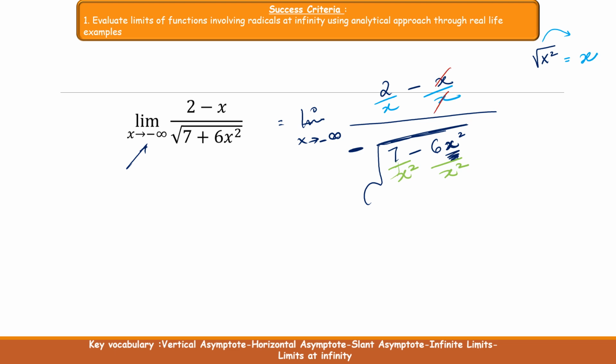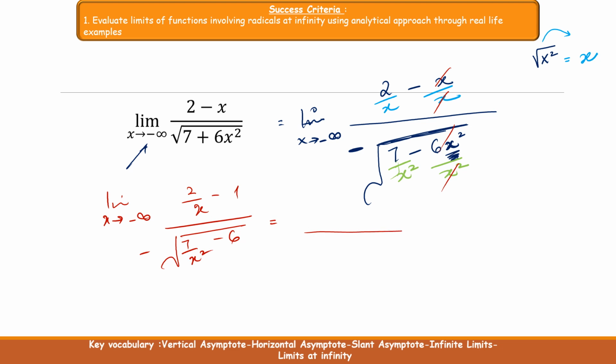X and x cancel. So first I will write as it is 2 over x minus 1, divided by minus 7 over x square as it is. X square cancels, and negative 6 is left. Now apply the limit, but we already have calculated that negative here, so no need to write negative infinity, only write the positive infinity.